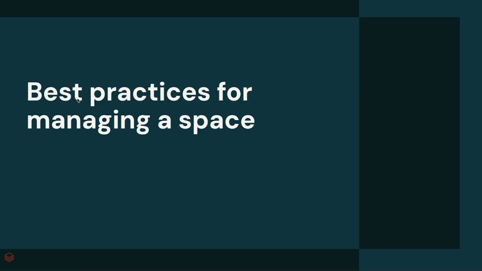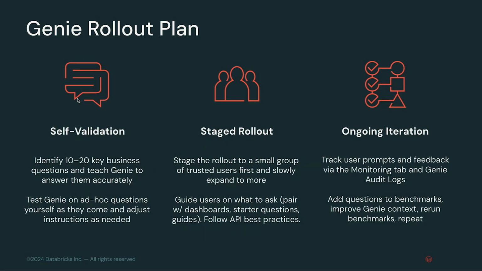Awesome. So now you know from a high level how to exactly build a Genie space, what are the new context types we've added to make it really effective for the LLMs, but how do you roll this out to users and manage it in production? There are 3 key steps to this. First is self-validation. It's really important to identify those 10 to 20 important business user questions that a Genie should answer and add them to the benchmarks at the start. Then you can iterate and make sure that it has the context needed to answer those.